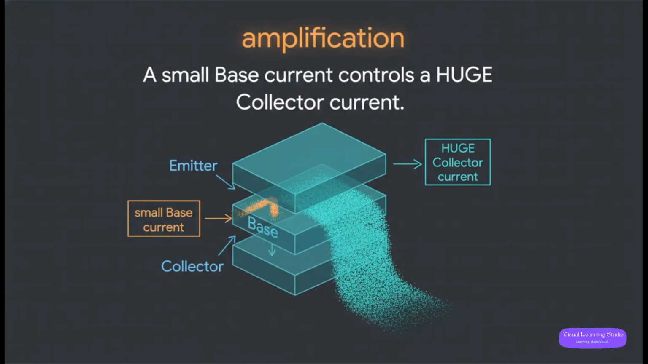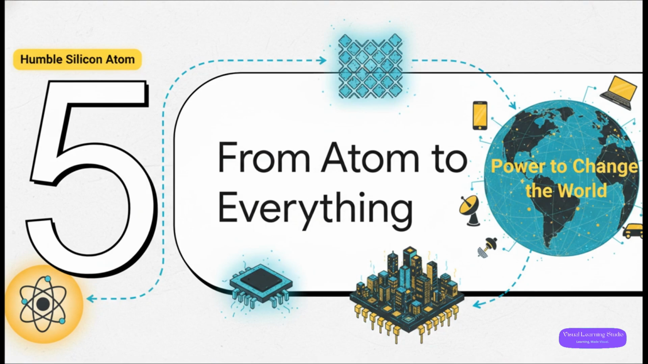A tiny little electrical current that we apply to the base controls a much, much larger current that flows from the emitter to the collector. That's the principle of amplification. And it's also how it works as a switch. A little bit of current to the base turns the whole thing on. No current turns it off. Simple as that. So let's just zoom out for a second.